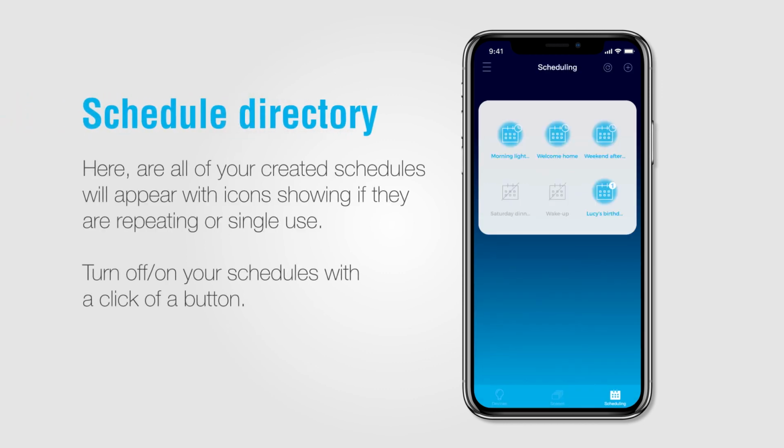You will now be brought to the Schedule Directory page, where you can see all of the schedules you have made for yourself. Here you will see three different icons. One which shows schedules turned off, one for repeating schedules, and another for one-time schedules. Simply long press a scene icon to edit its details, or click it once to turn them on or off.